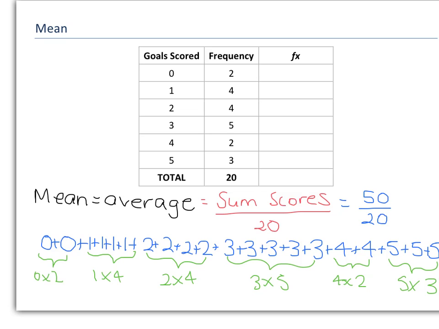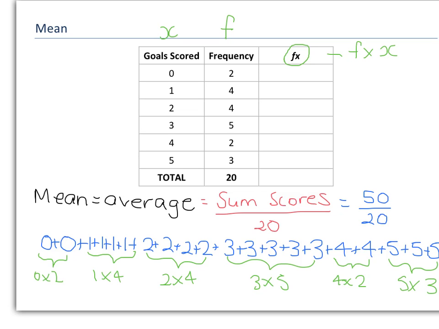You can also see that I've added an extra column to my frequency distribution table and I've called it fx. So what does fx mean? Well, in a frequency distribution table, the scores column is usually called x and the frequency column is usually called f. And we know that in algebra, putting two letters together tells us to multiply them. So fx means to multiply together our f column and our x column.